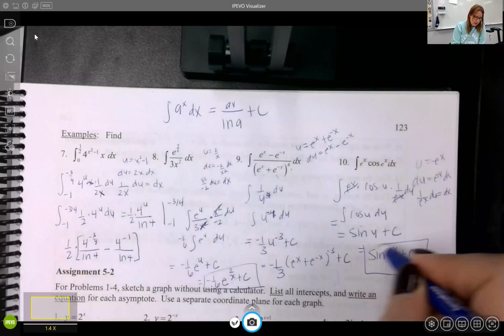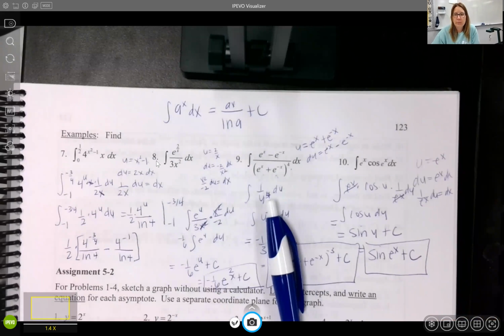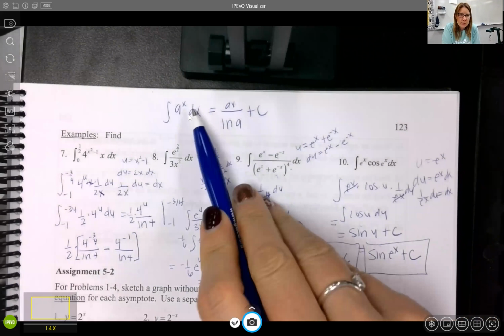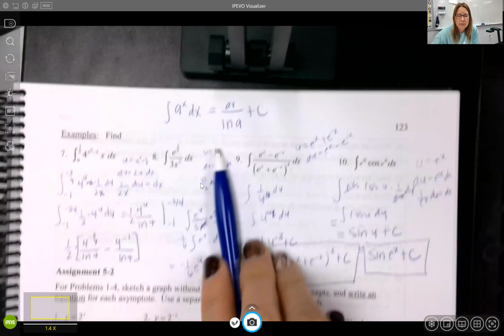Okay, so we're doing the same rules that we did with all of our u substitutions before. We just have to follow the integral rule when we do it. We have to make sure that we know what the integral is of an exponent that's not an e base.